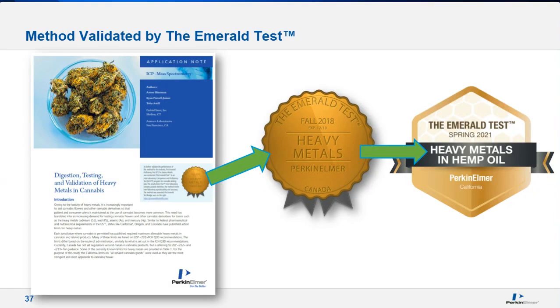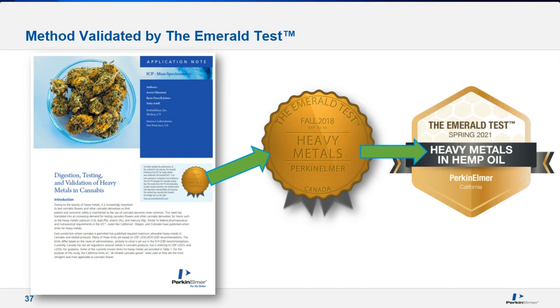Part of every laboratory quality management system should be regular proficiency testing. We have been participating in the Emerald test for heavy metals since 2018. This year, they now have a heavy metals in hemp oil PT as well as a heavy metals in hemp flower PT. So be sure to enroll in proficiency.